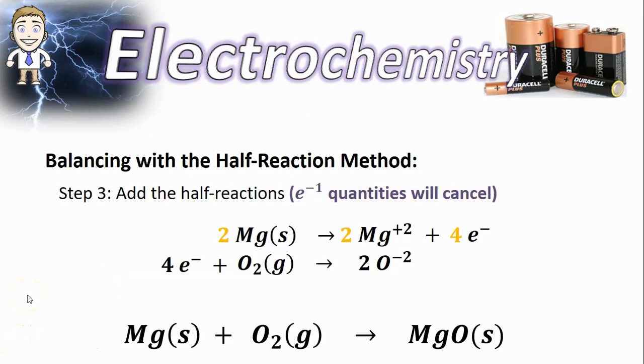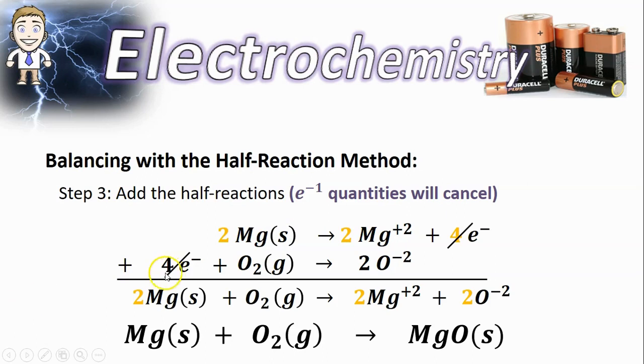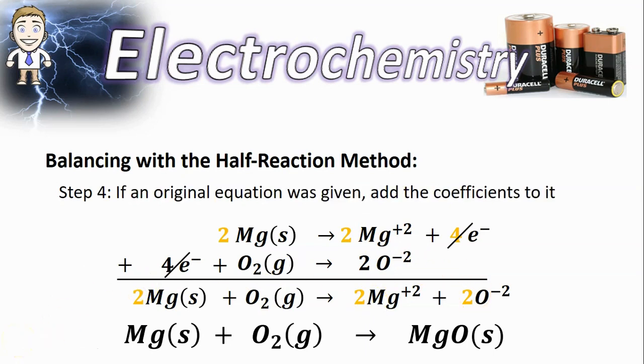The third step is to add the half reactions, and if you've done your job properly, the electron quantities will cancel out. So let's add these 2 half reactions together. Just like any time when we add chemical equations, anything that's the same on the opposite sides will cancel out. So my 4 electrons here will cancel. Summing up the 2 reactants, we've got my 2 Mg's plus my O2, bringing down the 2 products, 2 Mg plus 2's and 2 oxygen minus 2's. So technically we're finished. We have balanced these 2 half reactions. The electrons are equal and they canceled out.